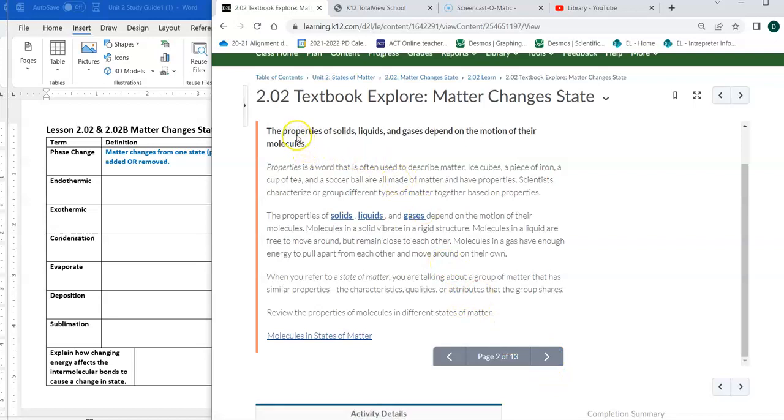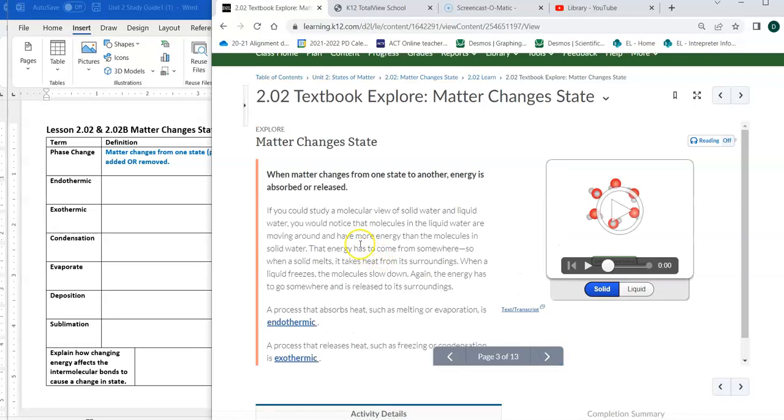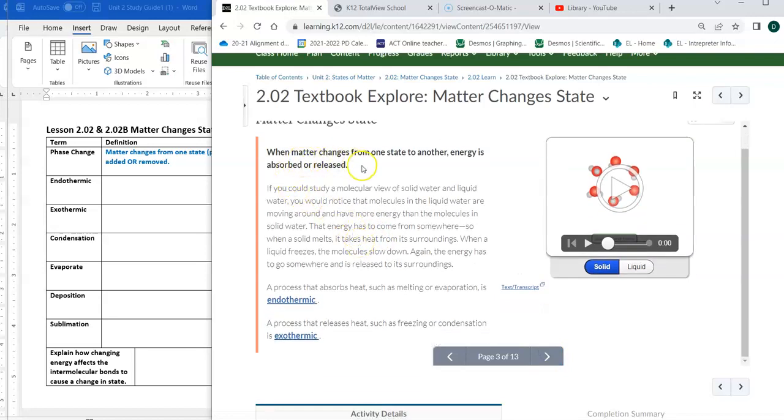We can see that the properties of solids, liquids, and gases depend on the motion of their molecules. We know motion depends on energy, right? So when matter changes from one state to another, energy is absorbed or released. In class, I had asked you in lesson 2.01, how do we cause a substance to change phase? And the answer is to add or remove energy.